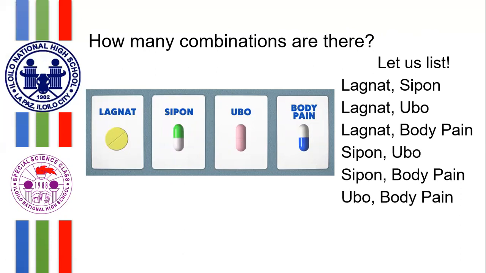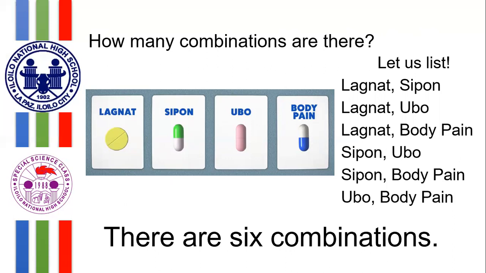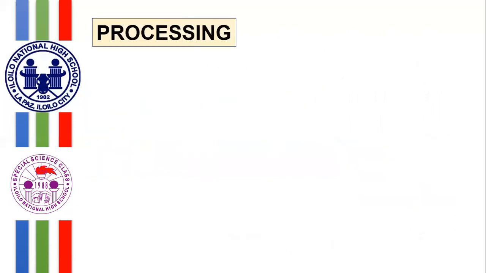And I'm sure through systematic listing, I am able to list all the possible combinations. I mean, all manifestations of flu that consist of exactly 2 symptoms. So there are 6 combinations of them, and here are the 6 of them. Okay. Now, let's have our processing.